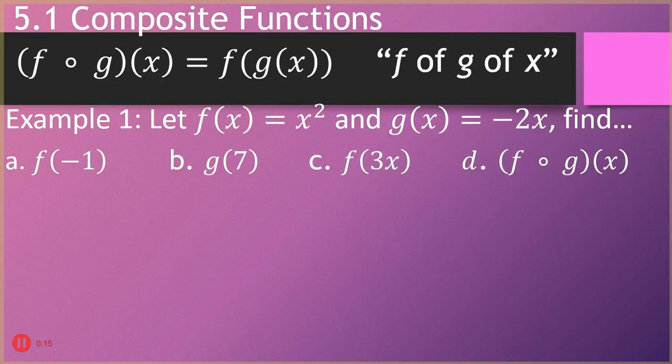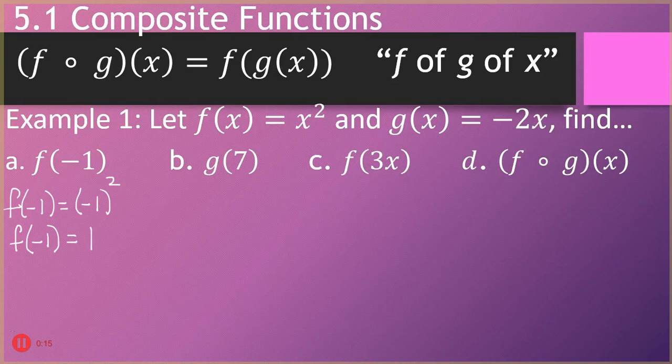So, for the first one, it says find f of negative 1. So if I'm finding f of negative 1, I'm using f of x. And in place of x, I'm going to put a negative 1. When I do that, I get negative 1 squared, which is equal to positive 1.